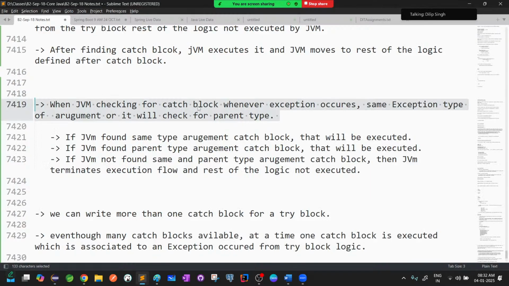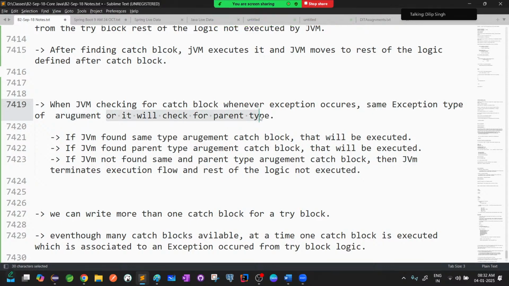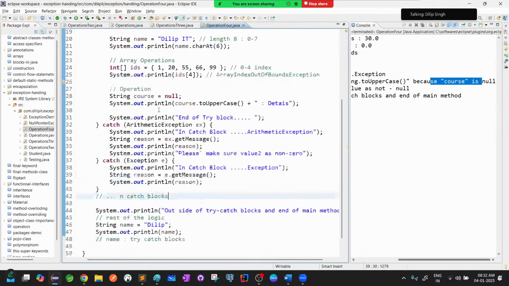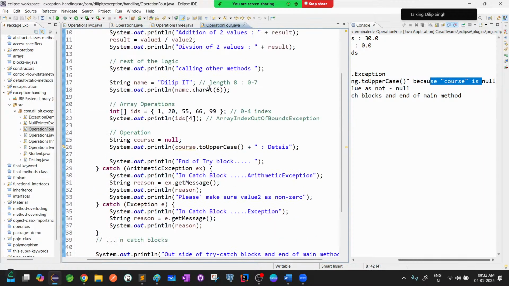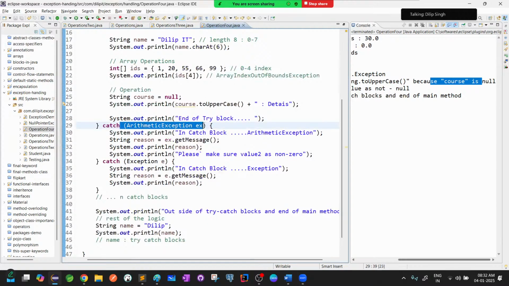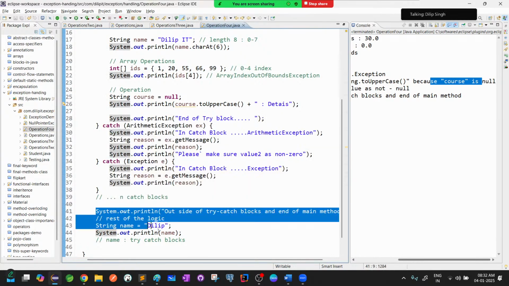So what is the point I said right now? The JVM checks for the same exception type of argument, or it will check for the parent type. Same exception type or at least parent type. If the JVM finds the same type, then that catch block will be executed. So that's why in the previous example, when you got arithmetic exception, it found the exact same one. So preference is given to the same one, and that's why it is executed and moves on to the rest of the logic.